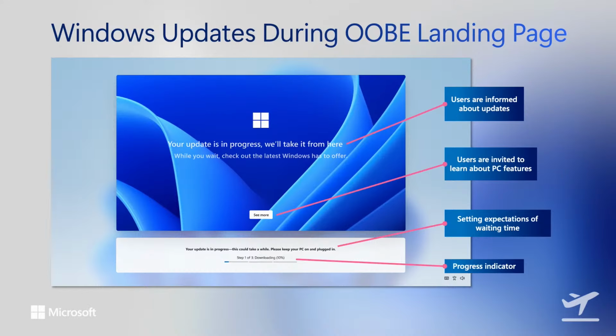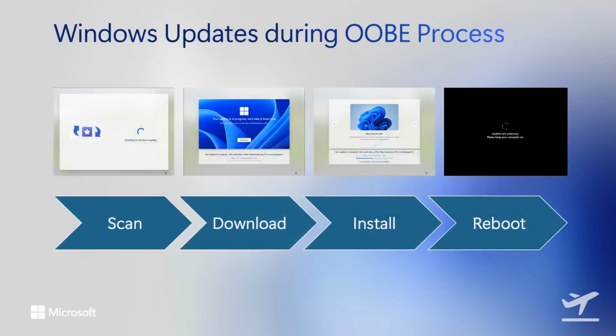Users also have an option to cancel this update installation. An opt-out link appears after 10 minutes, giving the system enough time to attempt the download and also respecting the user's choice. Now let me walk you through the process of installing updates during OOBE.